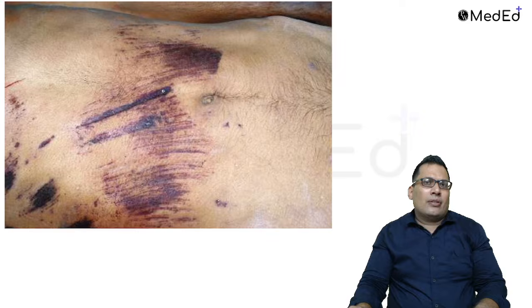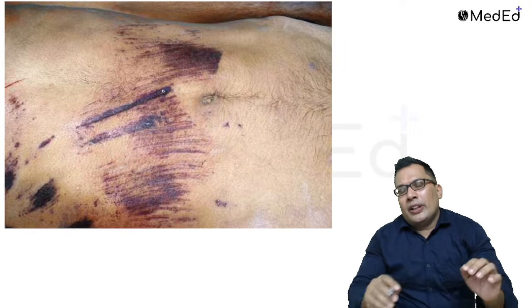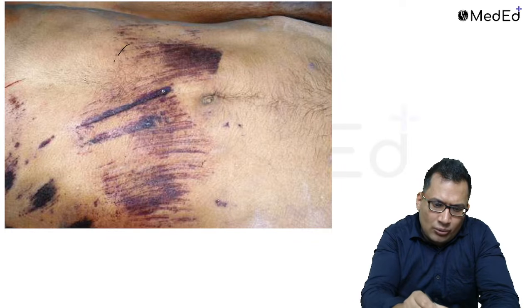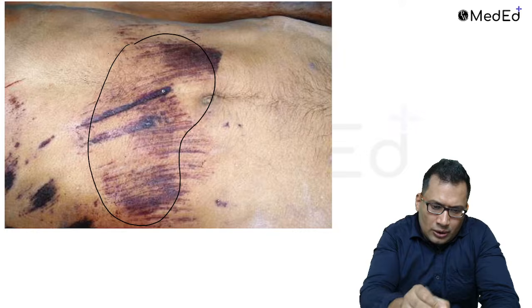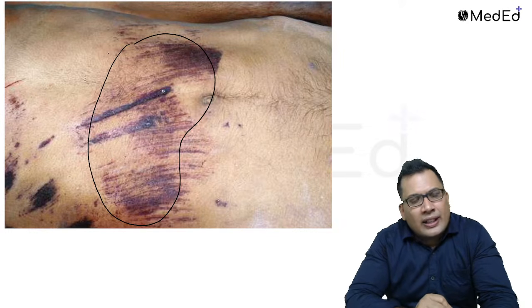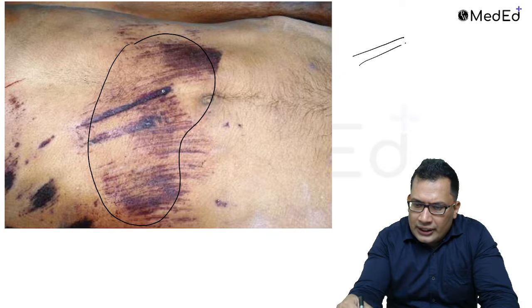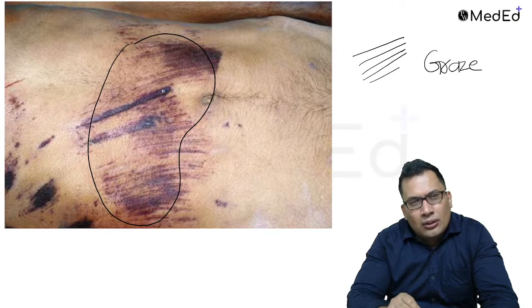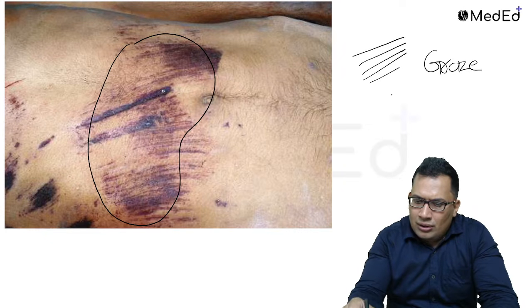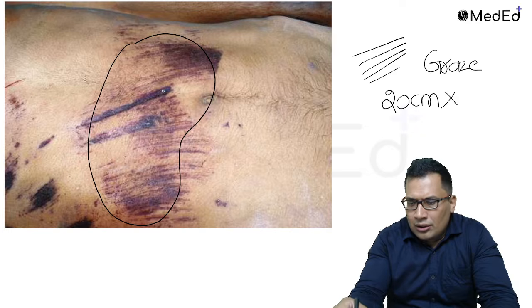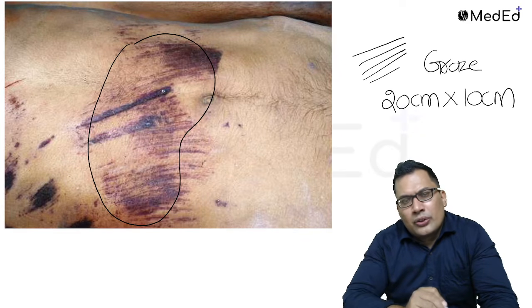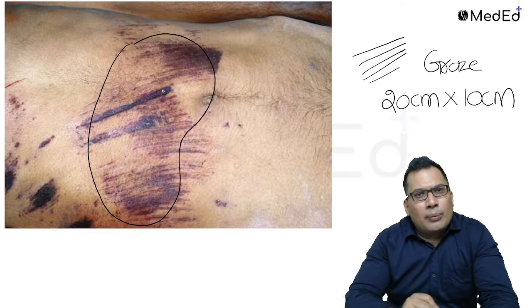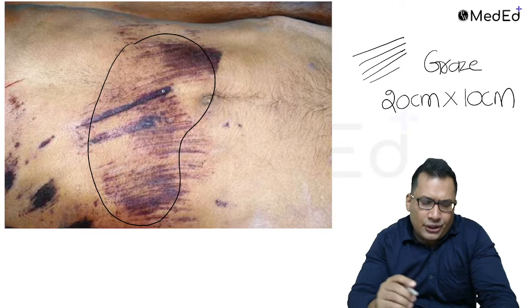Then sometimes the question can be asked, a picture can be given. You need to write the injury in the injury certificate. Example, see here. What is this injury over the abdomen? So this looks like a case of road traffic accident. What you can see, the parallel lines like this. So this is graze abrasion. What is the size of the graze abrasion? Say around 20 centimeter into 10 centimeter. So it is present over the front of the abdomen. Like that you need to write the graze abrasion.